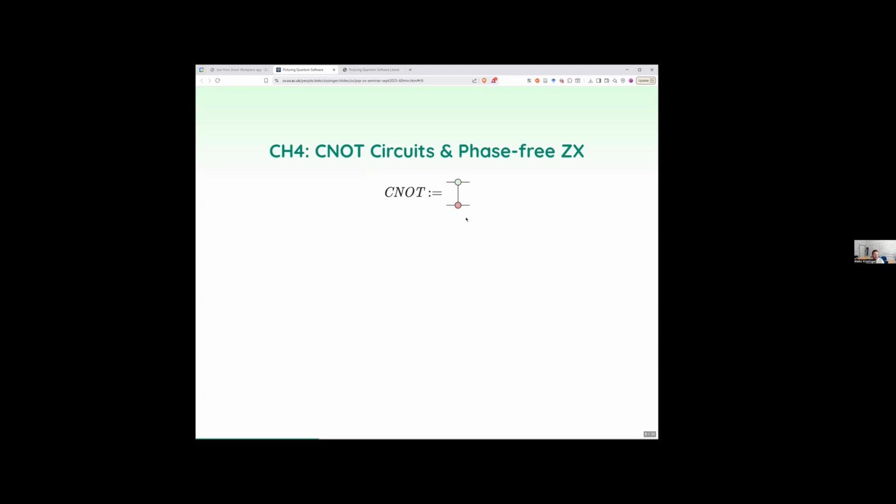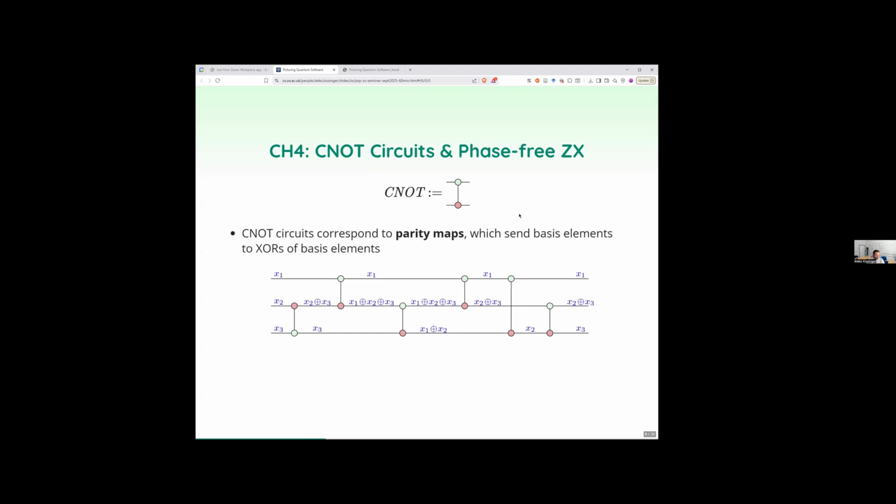Okay, and this is what a CNOT gate looks like. In this chapter, we talk about CNOT circuits, which correspond to parity maps, which are maps which send lists of basis elements to lists of XORs of basis elements. You may have done an exercise like this with a CNOT circuit before, where you label the inputs with some variables, and then you carry those variables through the circuit, and you can see some XORs on the outputs. This is quite a useful way of thinking about what a CNOT circuit does.